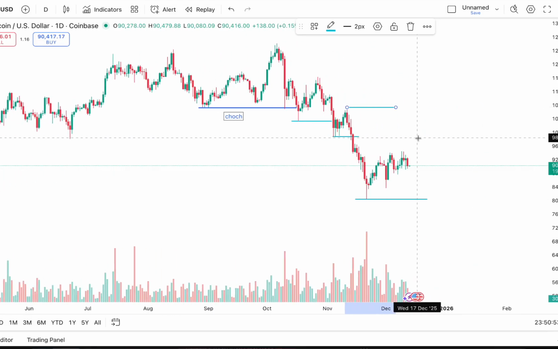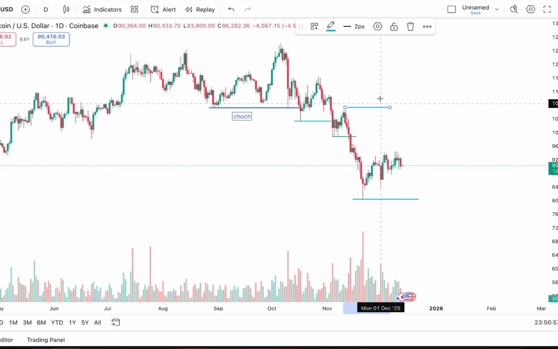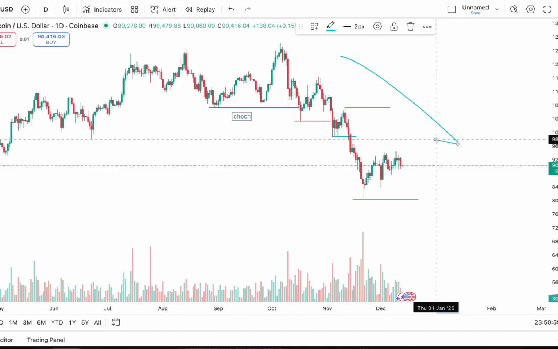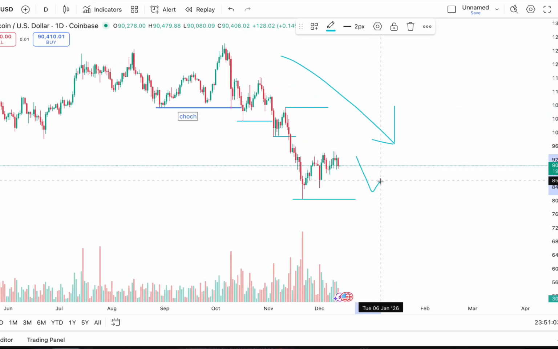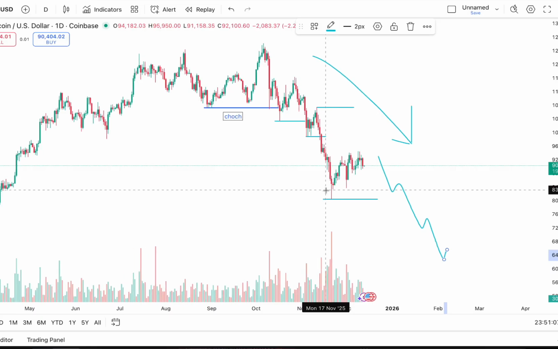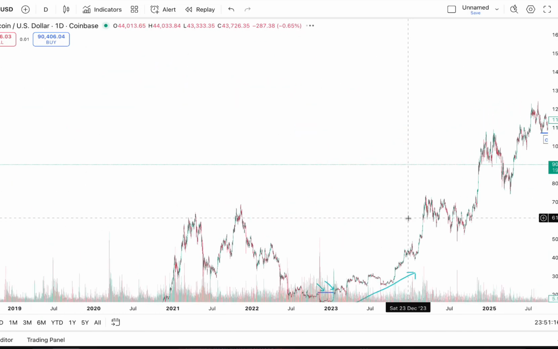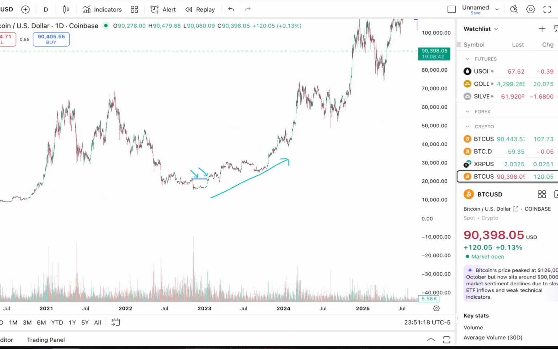So the current price on Bitcoin, because we're still in a downtrend, I'm expecting price to go lower, because we're still making lower lows, for example. And this happens everywhere, guys. I'll show you some examples on stocks.